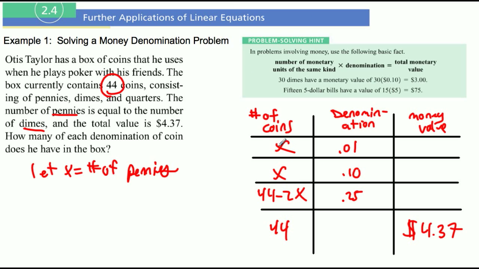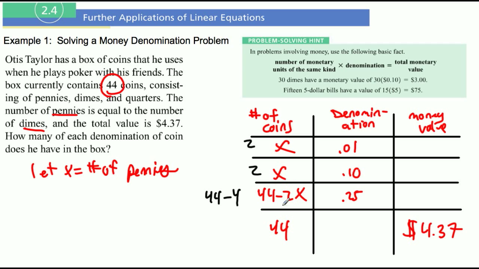Say, for example, this was 2 and this was 2. If I want to figure this out, wouldn't you do 44 minus 2 plus 2, which is 4? You would take these two values, take their sum, and subtract that from 44, because the total is 44. Then I subtract my pennies and dimes, and whatever's left gives me my quarters, right?